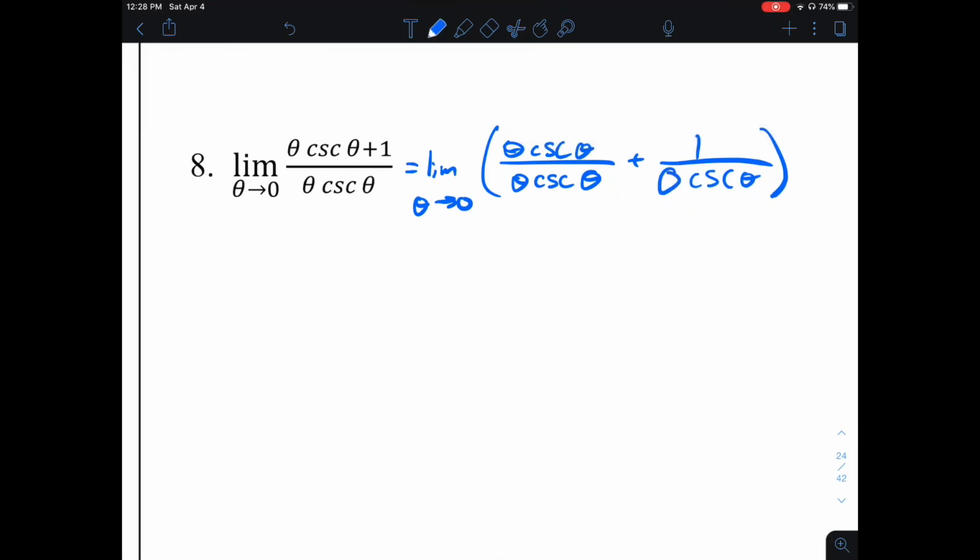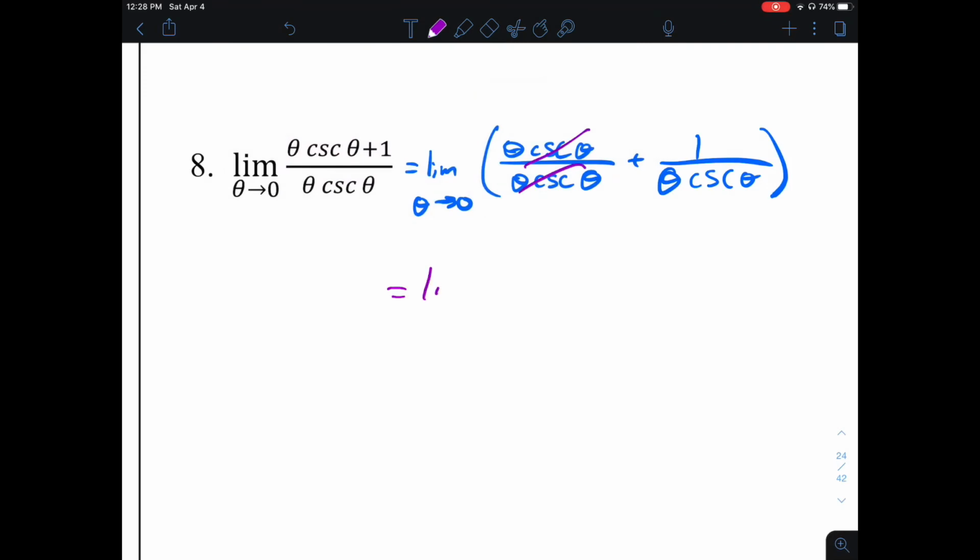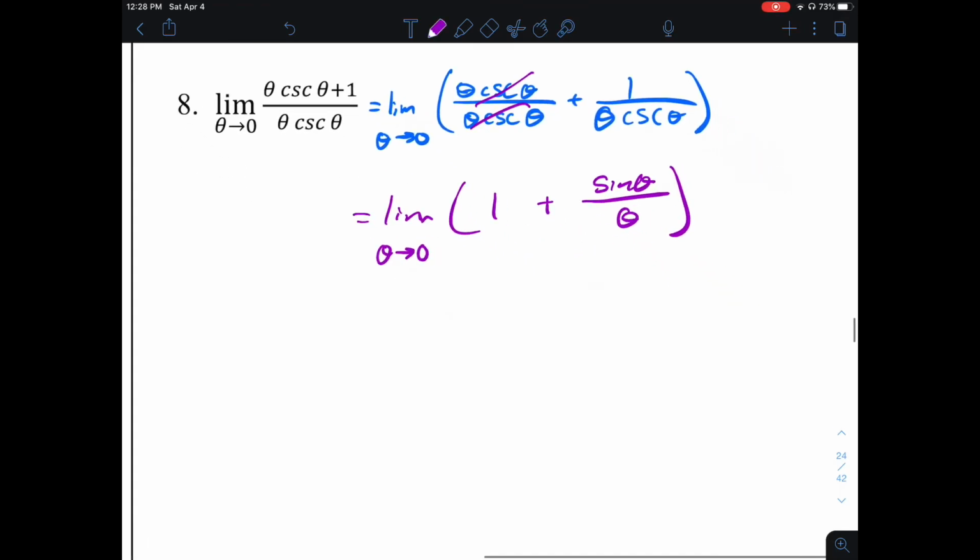Whoops, I left off a theta here. So it would look like this if we separate our fractions. And then here we're dividing something by itself. So that cancels. That means this is the limit as theta approaches 0 of 1 plus, and over here, the reciprocal of cosecant is sine. So since cosecant's on the bottom, I could replace this with sine and put it on the top. That does not change this theta. It's nothing to do with it.